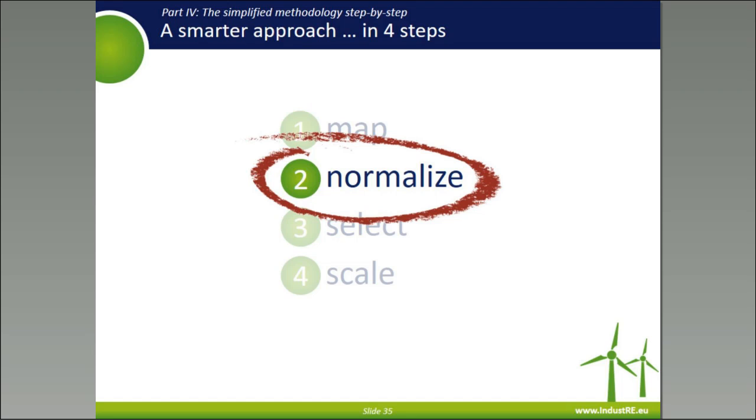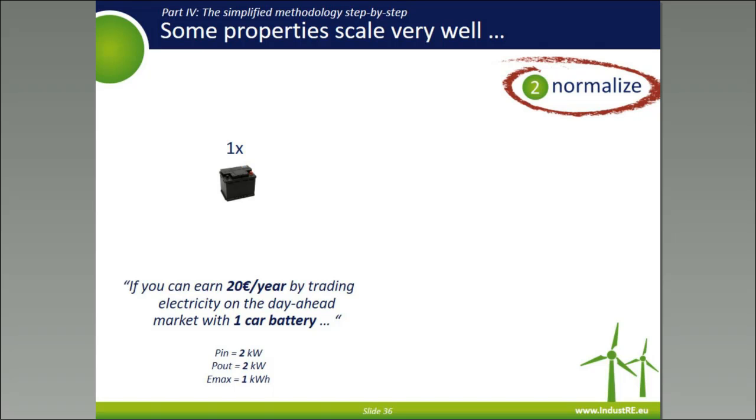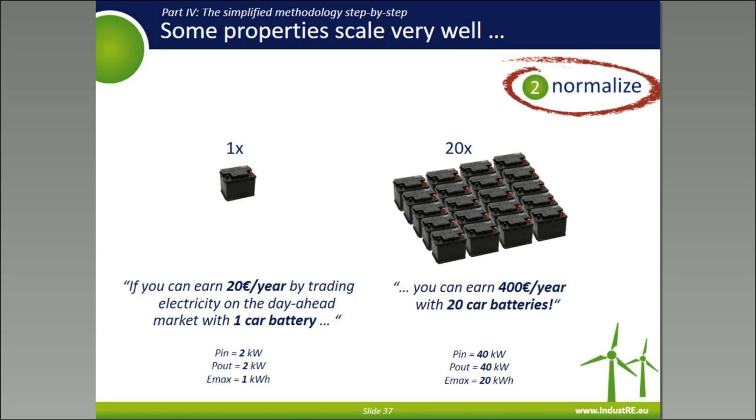A second thing is we can normalize quite a couple of things. It's a bit of a joke here, but if I can earn 20 euro per year by trading electricity on the day-ahead market with my car battery, which has an input power of 2 kilowatts and an output power of 2 kilowatts, and it can store 1 kilowatt hour of energy, I don't have to calculate that for 20 batteries because it is very obvious. With 20 car batteries, I can earn 20 times that amount. So that's 400 euro.